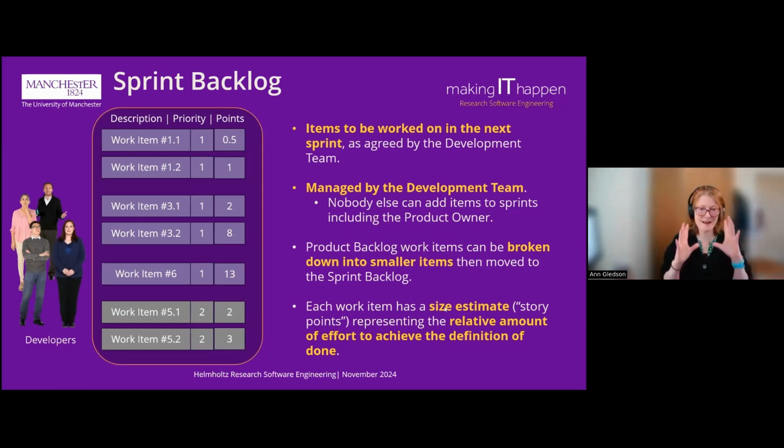It's more static and fixed to the sprint, because obviously the developers want to know what they need to work on to achieve the sprint goals. So it's only if something bad happens, or maybe good, that you ever change what's going on in a sprint, but it has to be a high priority event for the sprint to be changed. The product backlog work items can be broken down into smaller items, then moved into the sprint backlog. Each work item has a size estimate, so story points representing the relative amount of effort to achieve the definition of done. So you can see there we've got the priority and then the points in the sprint backlog list.